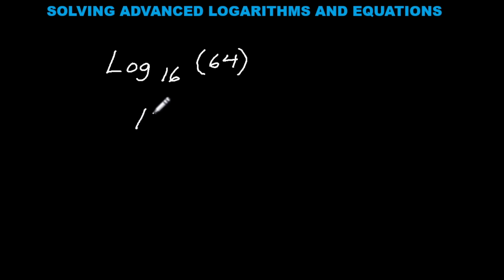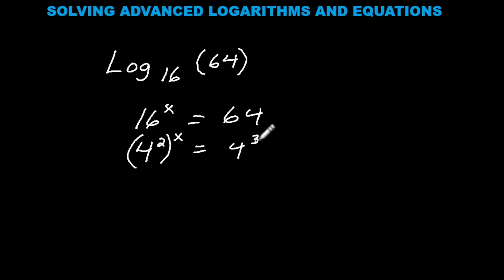So if I put 16 to the x power equals 64, now what I'm going to do is rewrite both of these in terms of the base of 4. I know 4 squared is 16, and I'm still raising this to the x power, and 64 is 4 to the third power. When I look at this, I can simplify, and the law of exponents says when I raise an exponent to an exponent, I multiply them. So what I have is 4 to the 2x power equals 4 to the third power.